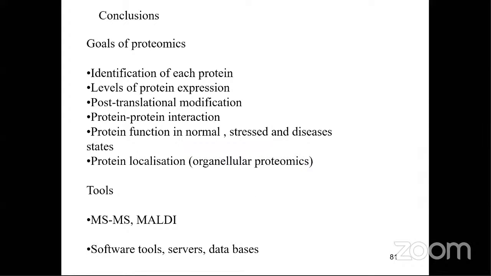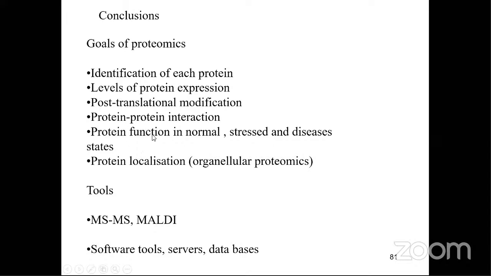so to conclude, goals of proteomics: it can be used for identification of proteins, levels of protein, how much is present, and we can study post-translational modification. It's very useful for protein-protein interaction. So especially in medical biotechnology, if I know the protein active site and protein-protein interaction, I can design more drugs to prevent these types of interactions. I can prevent the activity or the action of a particular protein. Thereby, I can stop a particular disease.